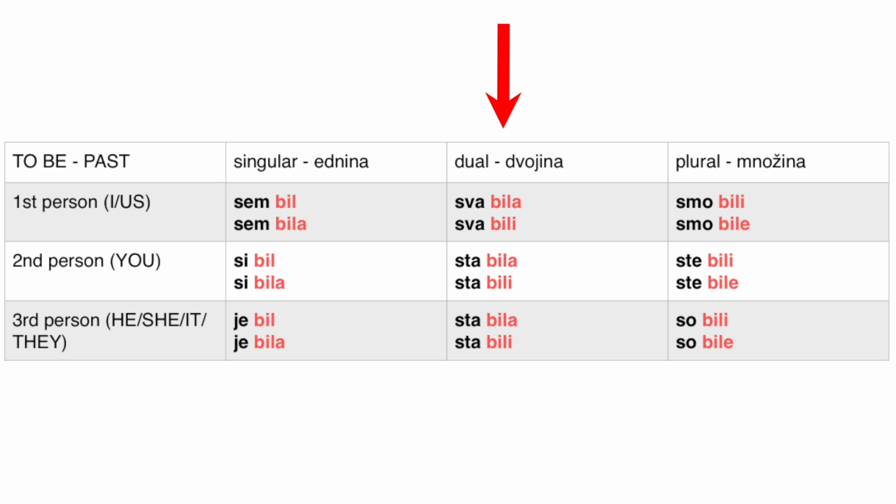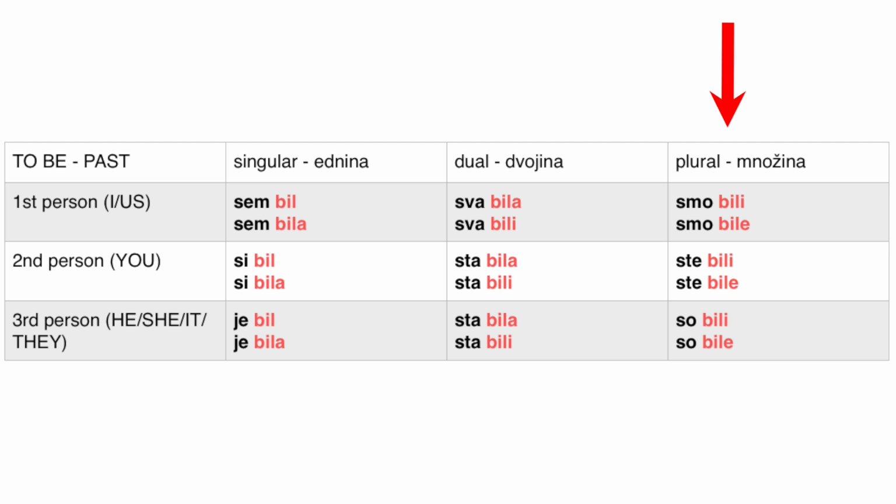When it comes to dual, the add-on is either bili or bila. But here's the catch. Bila is not for females, but for males or a mixed couple of people. So sva bila. And then we have bili, which is used when it comes to females. First person dual would be sva bila or sva bili. Second person dual would be sta bila or sta bili. And third person dual would be sta bila or sta bili, again the same.